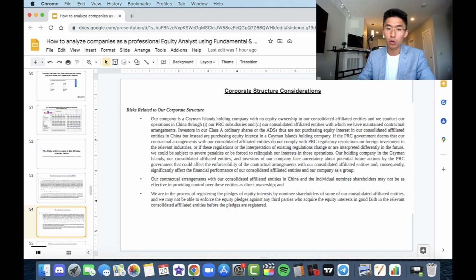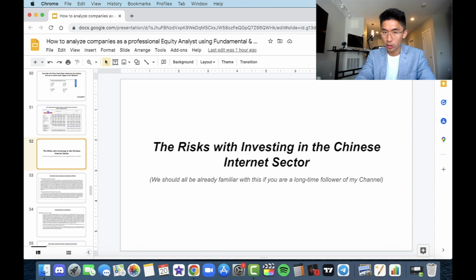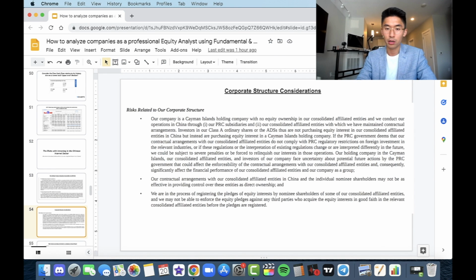In addition, there are some corporate structure considerations. So Baidu, the company, quote unquote here, first bullet point, is a Cayman Islands holding company with no equity ownership in our consolidated affiliated entities, and we conduct our operations in China through our PRC subsidiaries and our consolidated affiliated entities with which we have maintained contractual arrangements. So this means that when you are buying Chinese internet companies, you are buying a contractual agreement, and you are not necessarily buying the equity of the company like you would with a traditional US company. So there are risks behind that, and every person following the Chinese internet sector should understand this. This does not apply to just Baidu. This applies to Alibaba. This applies to other really high quality large cap companies as well.